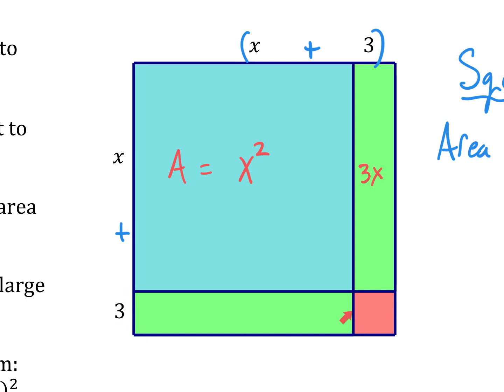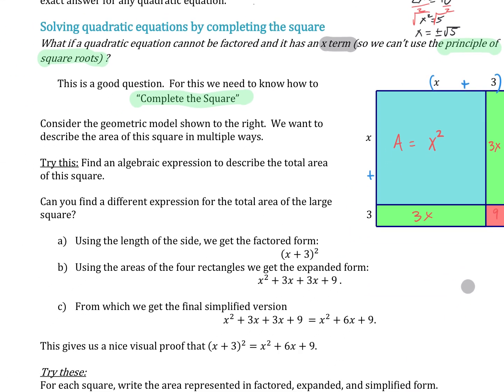And over here, this other green rectangle has a height of 3, and the width, which is the same as this, is x. So that's 3x also. And then last, we have this little reddish piece down here. It's 3 by 3, because this length is 3 here, so this length is 3 down here, and 3 times 3 is 9. So the total shaded area is all of these pieces added up: x squared plus 3x plus 3x plus 9.